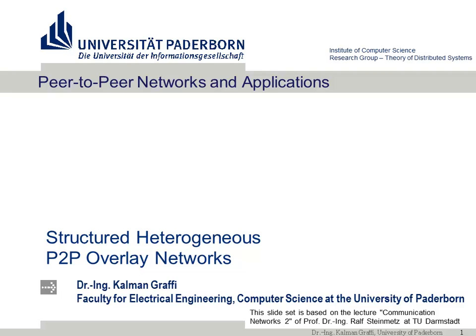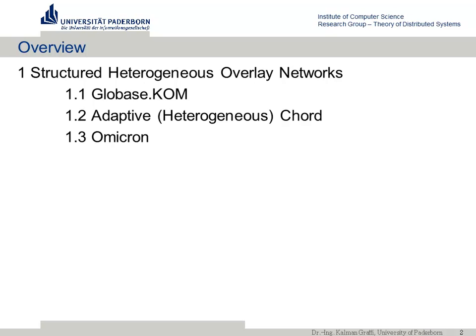So last time we saw some various kinds of structured peer-to-peer overlays ranging from Chord and Pastry to Kademlia, and today we want to have a look at structured heterogeneous peer-to-peer overlay networks. And to remind you, or to give you an outlook, there will be Globase, that's an overlay that we will have a look at. There's Adaptive Chord and Omicron. And they are all taking into account the heterogeneity of the node resources.